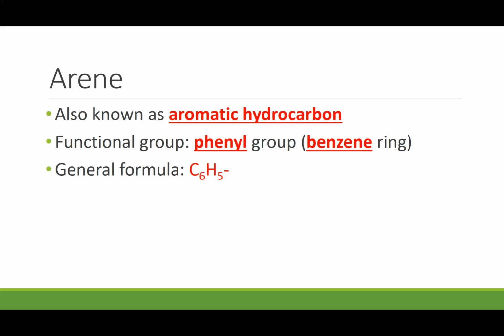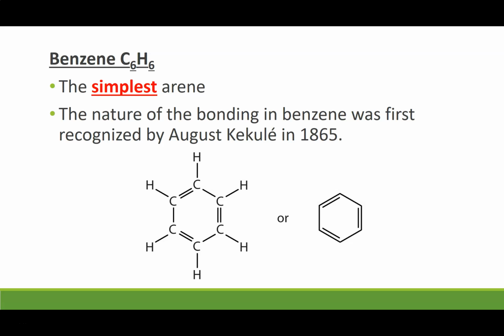Our next functional group is the phenyl group. The phenyl group is the benzene ring. Compounds that contain the phenyl group are known as arenes or aromatic compounds. And the general formula of the phenyl group is C6H5. Now benzene, C6H6, is the simplest arene. We have actually talked about benzene in topic 4.